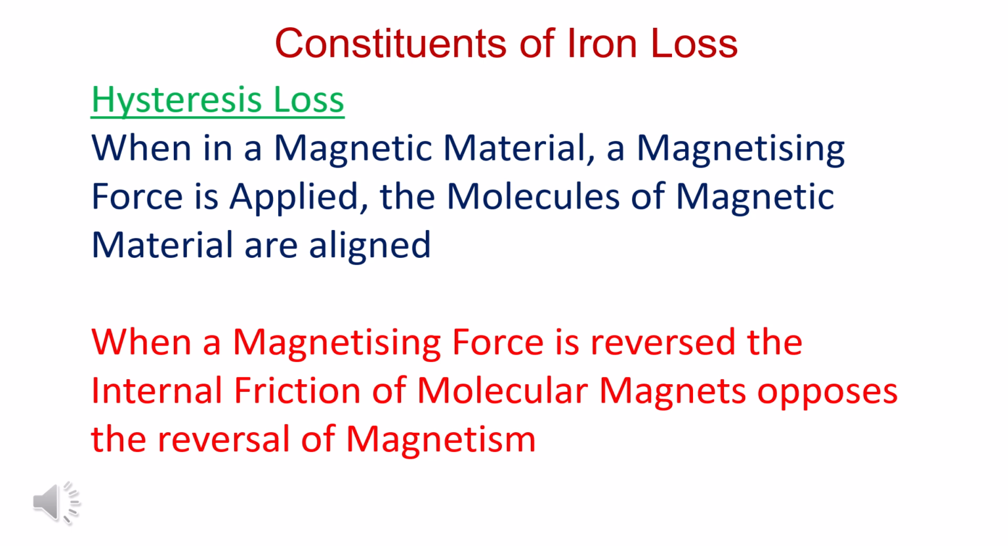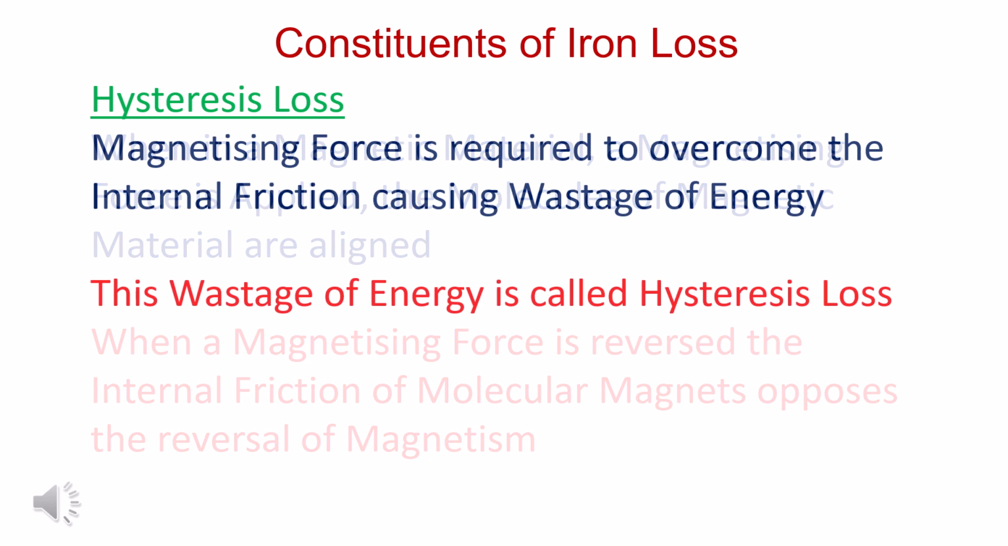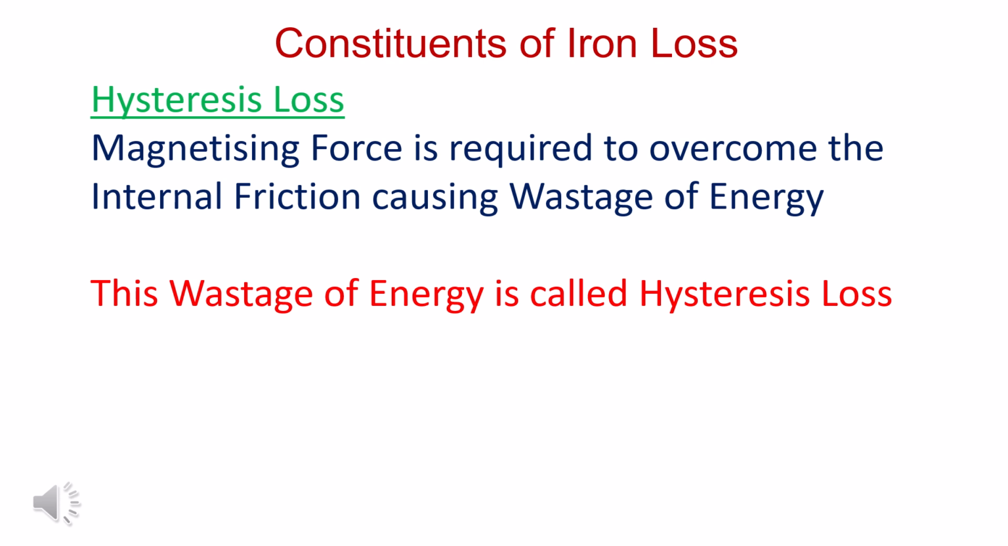Hysteresis loss is explained when, in a magnetic material, a magnetizing force is applied, the molecules of magnetic material are aligned. When the magnetic force is reversed, the internal friction of molecular magnets opposes the reversal of magnetism. Magnetizing force is required to overcome the internal friction, causing wastage of energy. This wastage of energy is called hysteresis loss.